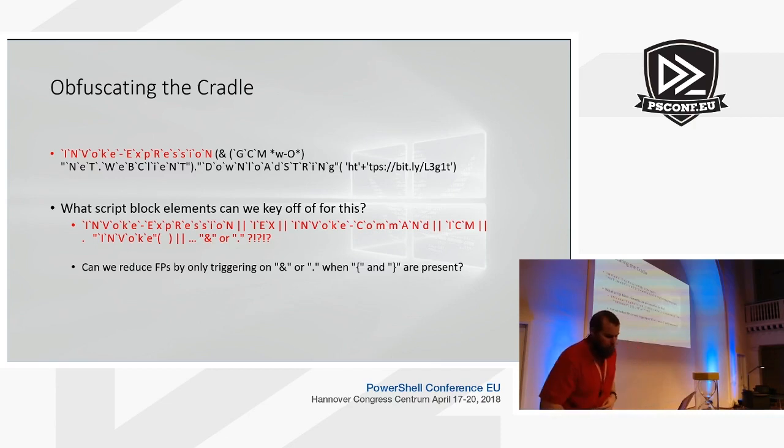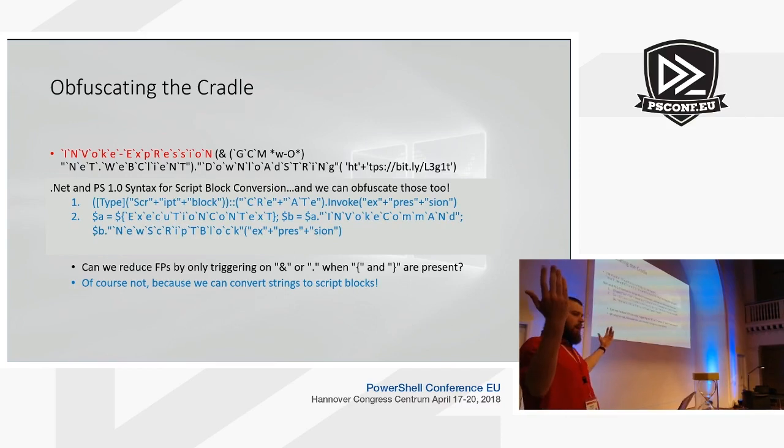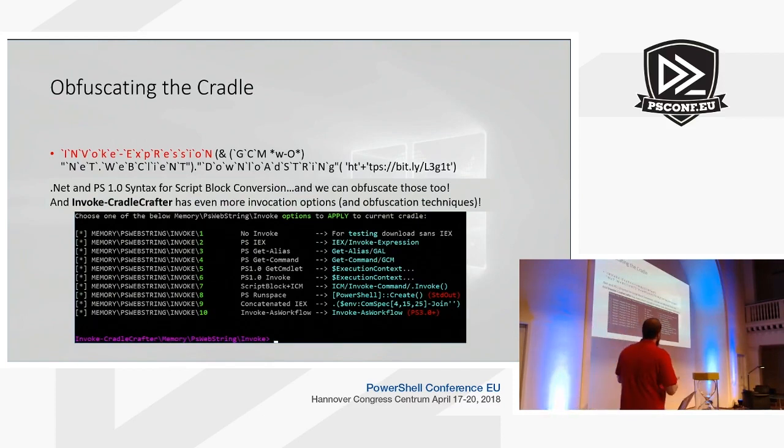Actually, we can convert an expression to a script block. Here are just two ways to do it, using ScriptBlock.Create as well as New-ScriptBlock. And for each of those syntaxes, you can apply all the obfuscation we just talked about and get something that looks like that. Great. There's really no good solution here. A tool I released last year called Invoke-CradleCrafter actually makes it really easy to explore all these crazy invocation syntaxes at the click of a button.